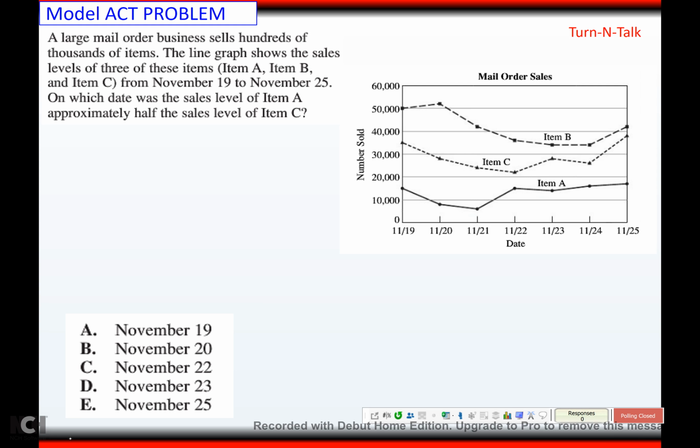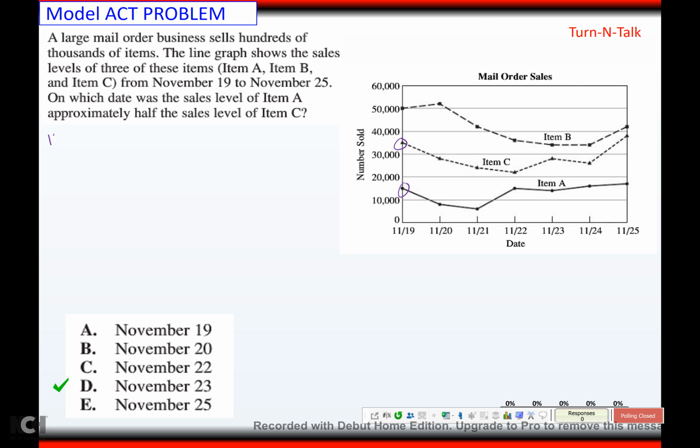Try this one, hit pause, come back when you're ready. All right, it says a large mail order business sells hundreds and thousands of items. The line graph shows the sales levels of 3 of these items, item A, item B, and item C, from November 19 to November 25. On which date was the sale level of item A, so you're looking at these totals, approximately half of C? So you're looking for, when you divide them, you come up to approximately 0.5.